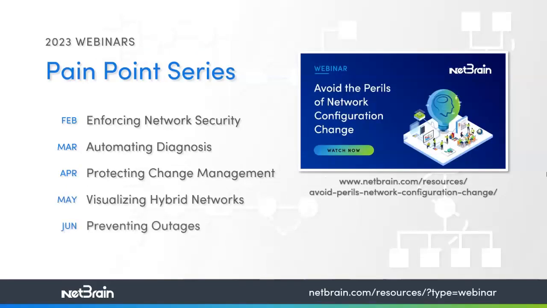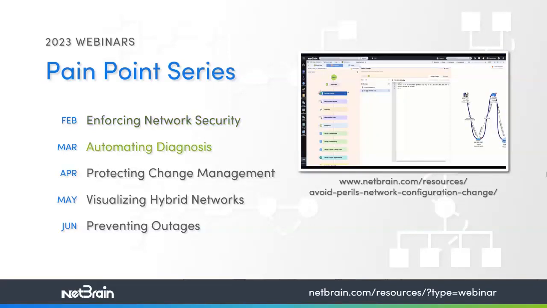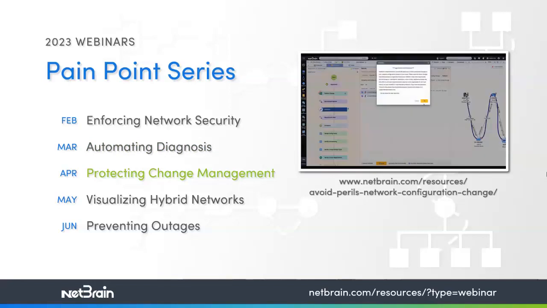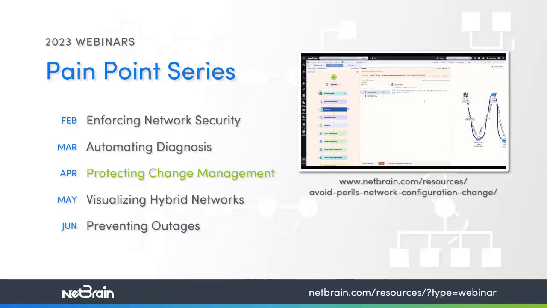This webinar is part of our ongoing Pain Point series, where each month we explore a common pain point in network operations and see how NetBrain enhances workflows that address them. Earlier this year, we've covered network security and automated diagnosis. Last month's webinar on network change management is available on demand from our website, so if you missed it, we encourage you to check it out. We show you how NetBrain allows you to make changes on your network without fear of human errors and unintended consequences. Also be on the lookout for our webinar on preventing outages next month, and be sure to register.